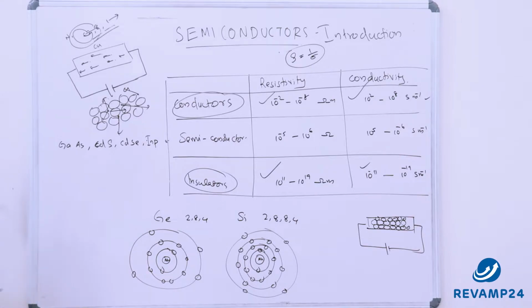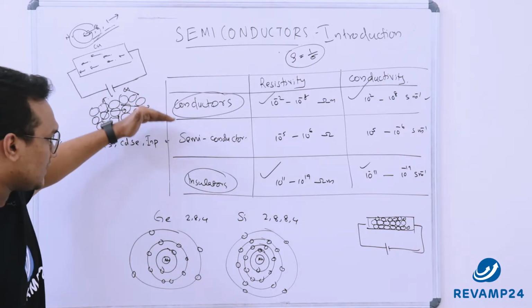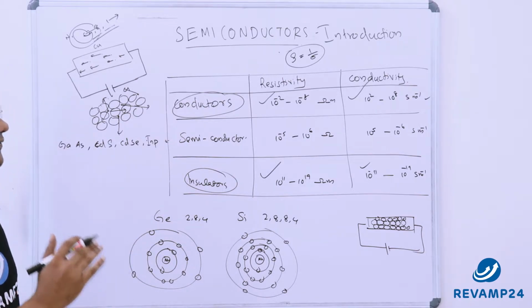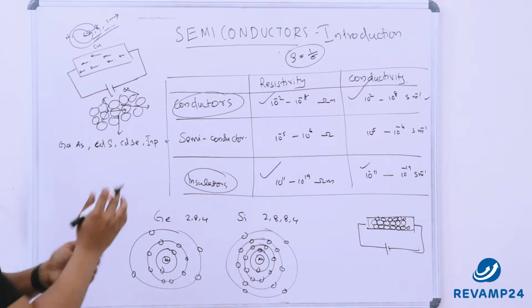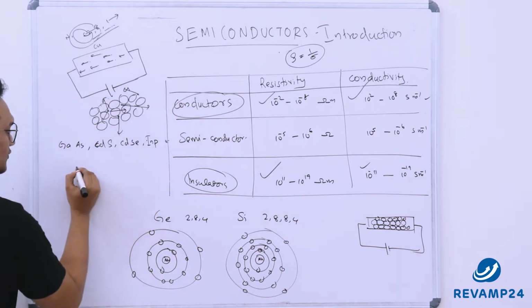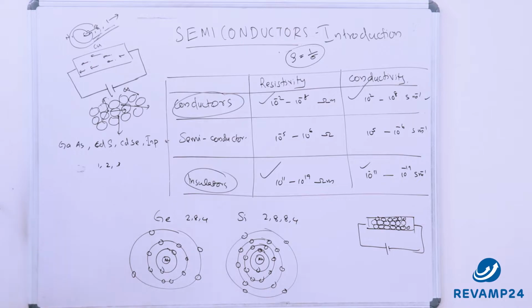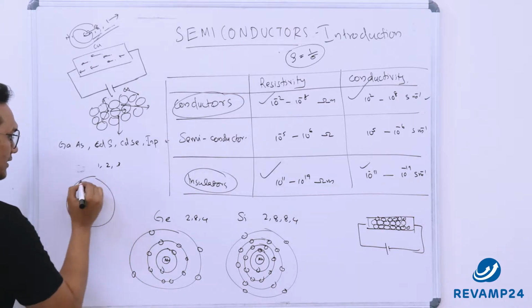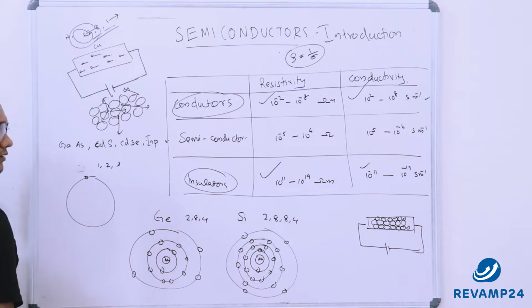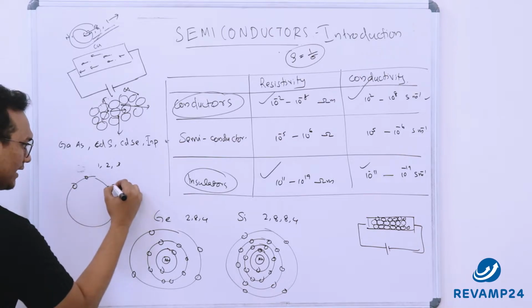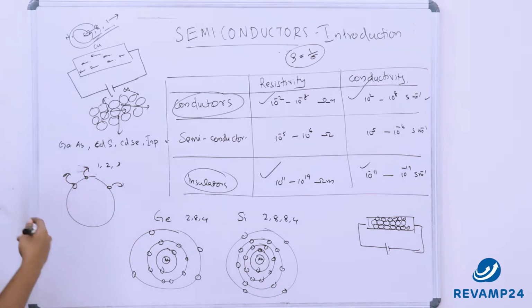Now with respect to atomic structures of conductor, semiconductor and insulator, I will explain why they show different conductivity. In the case of conductors, the valency would be 1, 2, 3. What is valency? The number of electrons in the outermost orbit. If it has 1 electron, I could say that this is a conductor. 2 electrons, conductor, 3 electrons. Up to 3 electrons it is a conductor, because these atoms can immediately release these 3 electrons whenever they get energy.